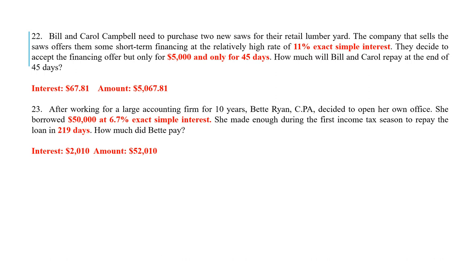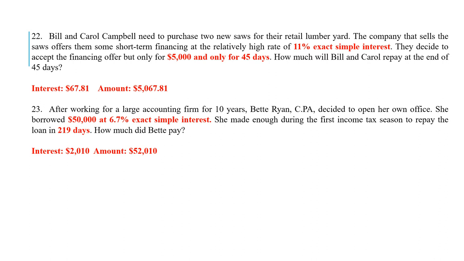Next one, Bill and Carol Campbell need to purchase 2 new saws. The company sells them, so your principal is 5,000, 45 days, 11% exact interest. So you use the same method. 5,000 times 11% times 45 over 365. You will get the answer.